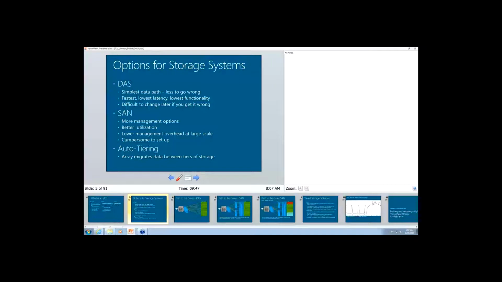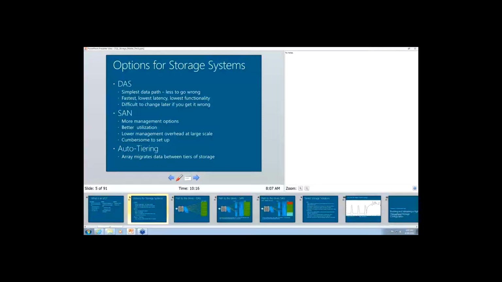I find two classes of customers typically use direct attached storage. Customers on the very low end of the spectrum in terms of functionality and budget, and customers on the very high end that have very stringent performance requirements, can't tolerate the extra latency and potential bottlenecks in the path introduced by all the components between the disk and the processor.